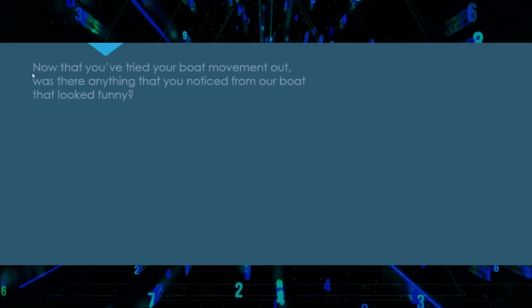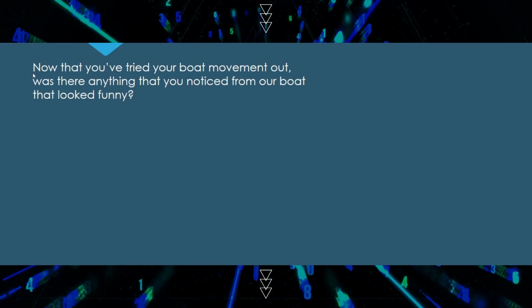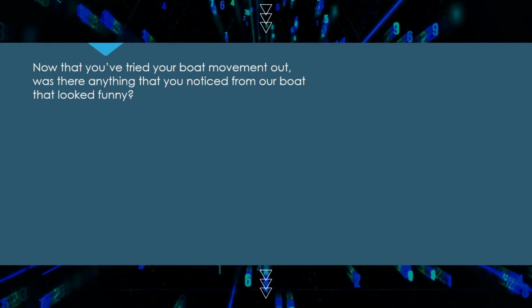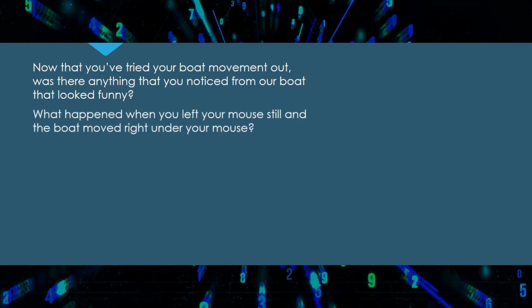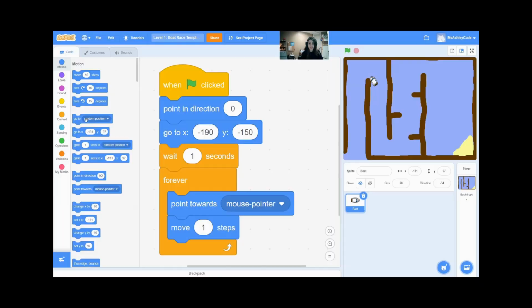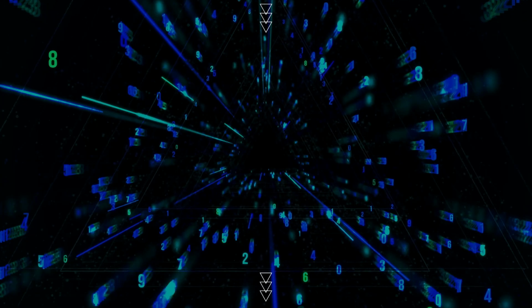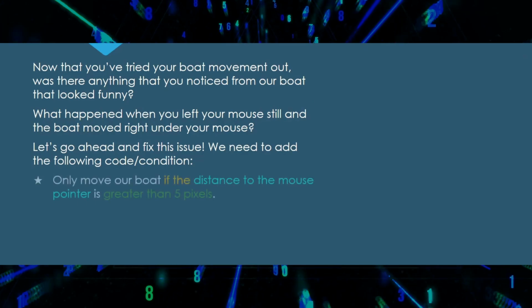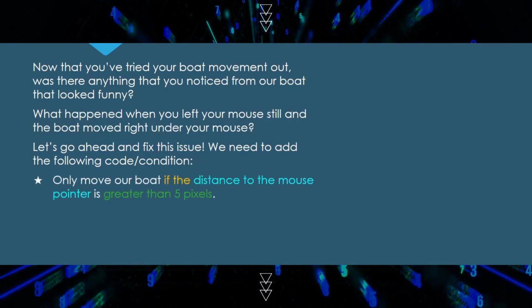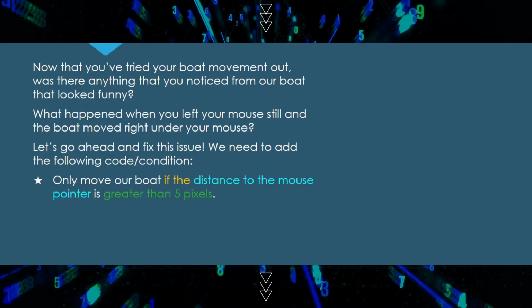Fixing our boat movement. Now that you tried your boat movement out, wasn't there something that you noticed from our boat that looked funny? What happened when you left your mouse still and the boat was right under your mouse? You'll notice that when you left your mouse still, pretend we are waiting for an obstacle to pass, we have a glitch. But no fear, we have a solution for this. Let's go ahead and fix this issue, and we need to add the following code condition. Only move our boat if the distance to the mouse is greater than 5 pixels.